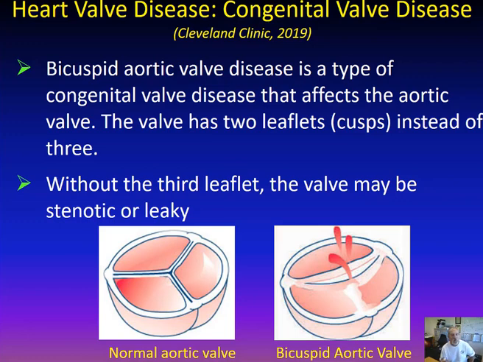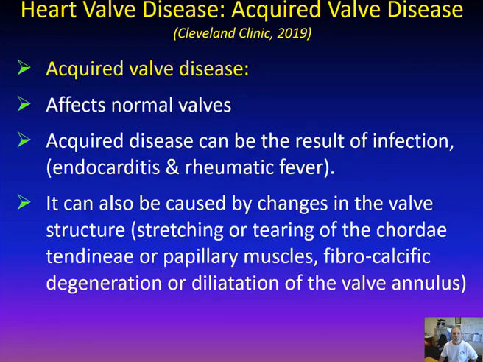But this is what doctors can hear when they listen with a stethoscope to the chest, and they put it over the valves. Now, acquired valve disease affects normal valves. It can be the result of an infection, meaning either endocarditis or rheumatic fever. It can also be caused by the change in the valve structure, i.e. if there's stretching or tearing of the chordae tendineae or papillary muscles. It can also be due to fibrocalcific degeneration or dilation of the valve annulus.